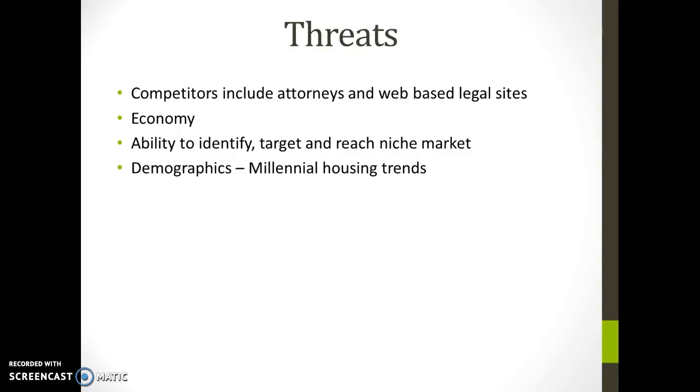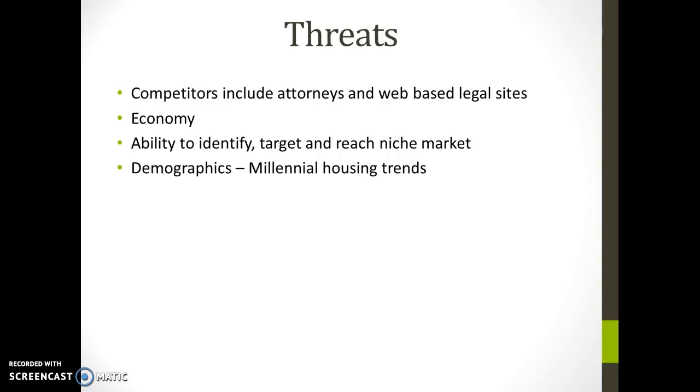Threats would be competitors would include attorneys, and also competitors could be the legal-based websites like LegalZoom or something like that. I did research them, didn't see anything exactly like this, but it's certainly a possibility. The economy affects the real estate market, residential and commercial, tremendously. If people don't have jobs, they aren't buying, and they aren't even able to, of course, pay their mortgages and stay in their homes. So the economy and watching those cycles and ups and downs would definitely be a need.